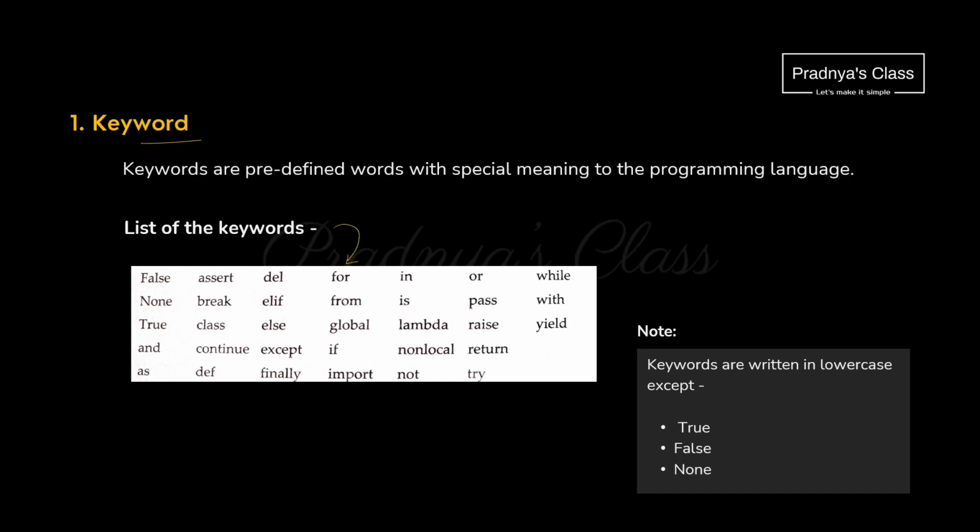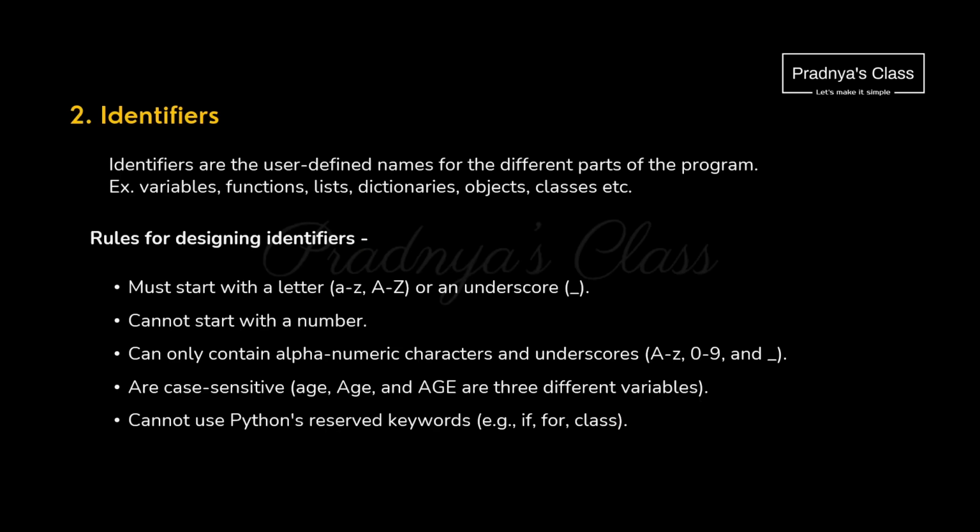All will be written in lowercase except these 3: True, False, None. These are special keywords in which the first alphabet or first character is capital. The second token is identifiers. They are used to give identity to the different parts of the program, the way our name gives identity to us. In real life also, if you want to name something, we follow certain rules or certain common sense. In the same way, for identifiers too, we follow certain rules.